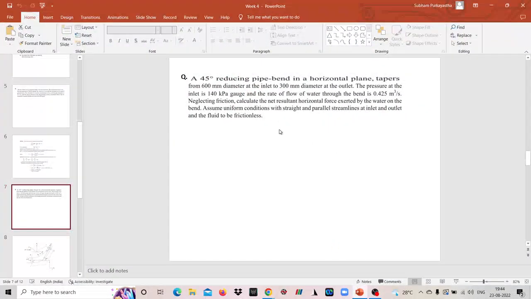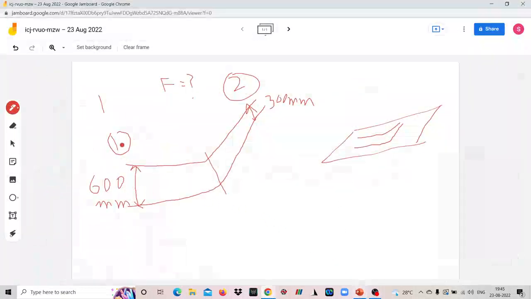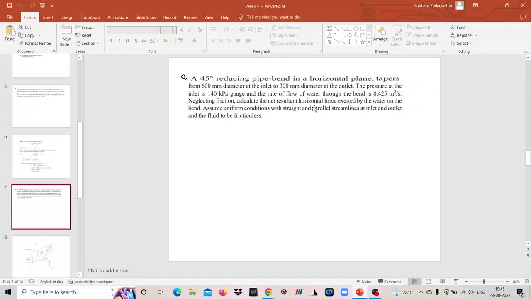For that, there are certain assumptions: uniform flow conditions, straight and parallel streamlines at inlet and outlet, and frictionless flow. If you have gone through the lectures carefully or followed some book, you will see that these assumptions signify that you can readily apply Bernoulli's equation. But this problem is a little bit complicated. Pressure at 1 is given, you will need pressure at 2, and also the velocities at section 1 and section 2. Then finally you apply the momentum equation for getting the answer. I am not asking you to solve this right now; we'll discuss the solution step by step.